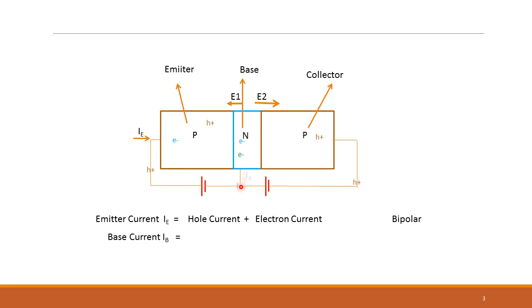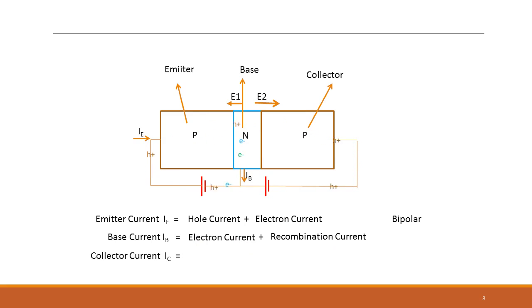Base current IB is flowing out of it because the electron is going this way. The base current is coming out of this terminal. It is the electron current plus the recombination current. You remember, the hole coming from here recombines with the electron, and that electron has to be supplied also from the external world. So that is recombination current plus the electron current.